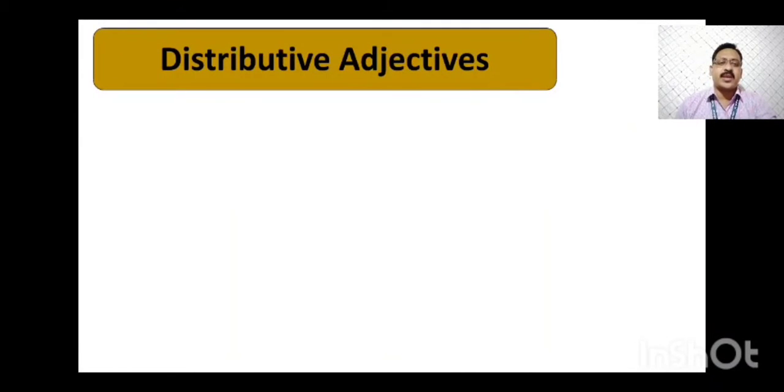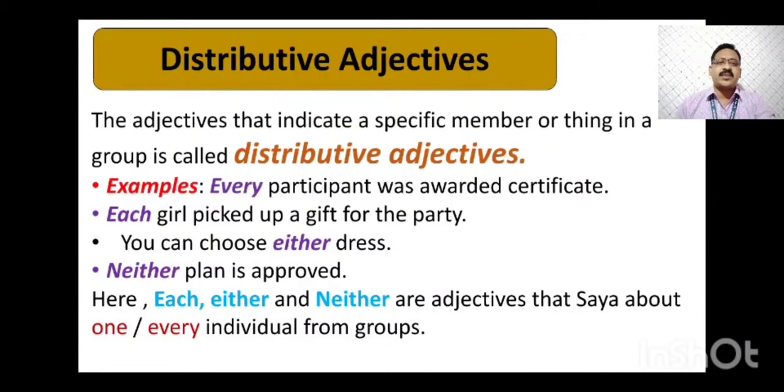Next comes the distributive adjective. Let's see, the adjective that indicates a specific member or thing in a group is called a distributive adjective. It means we are discussing a group and talking about any specific member or person from the group. Examples: Every participant was awarded a certificate. Among all the participants who have taken part in that event, we are talking about every.